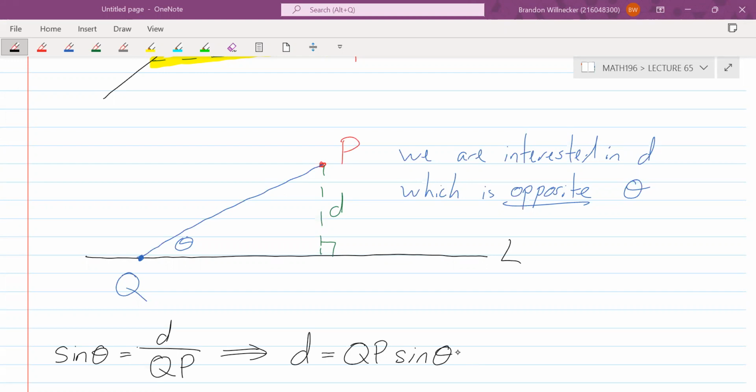Okay, but how can we do that in terms of vectors? Now we know Q is any point along the line, P is some other point, so we can find the vector going from Q to P. So we can find this vector here. Okay, let's call that W. It is going to be the vector at P minus the vector at Q. Okay, that will give us the hypotenuse W. The length of that vector is going to be the distance QP.